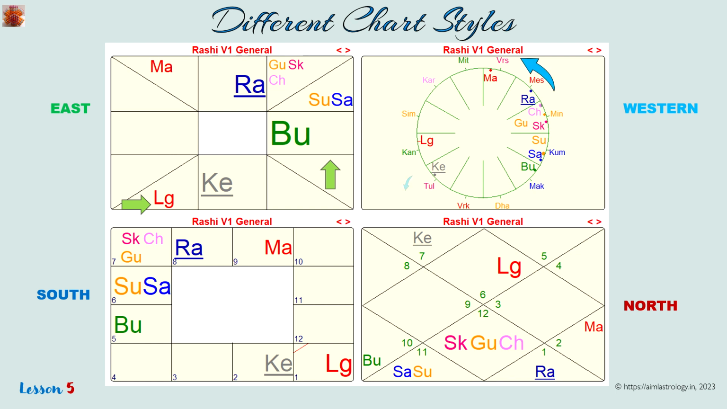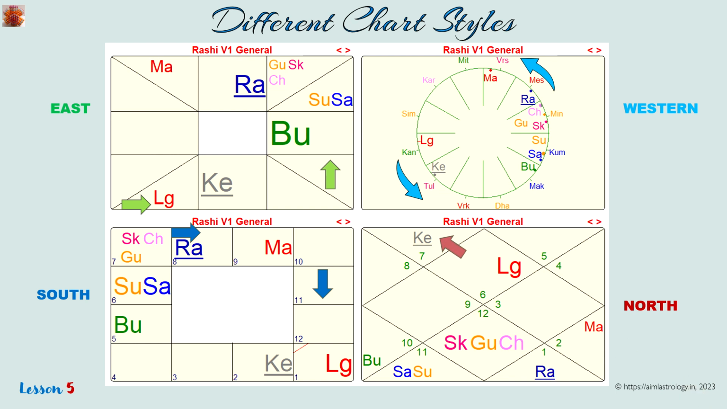If you move to the top right, that's how you will see a chart cast using a Western astrological system. This will be a circular chart, the Rashi names being mentioned on the outer side, planetary positions marked inside. Move down to the southern style chart, which is the bottom left. You will see the Rashis are always fixed, and it starts clockwise.